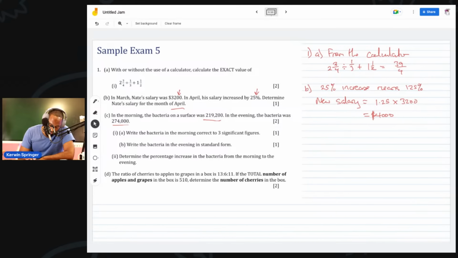Wait. How is that 2 marks here? I'm not supposed to read it. 1, 2, 3, 4, 5, 6, 7. Something sus about this question. Susness.